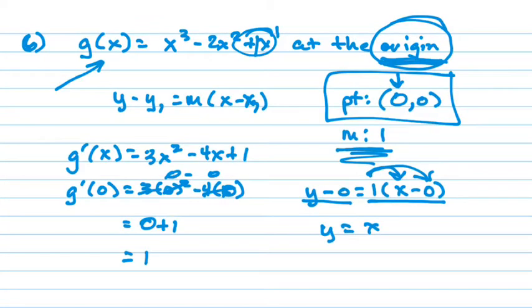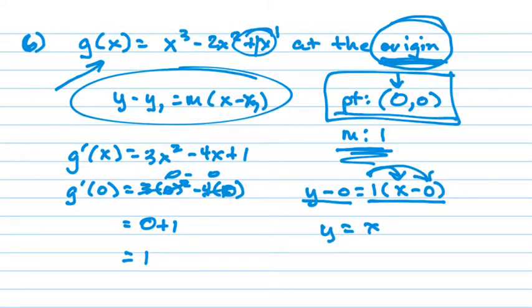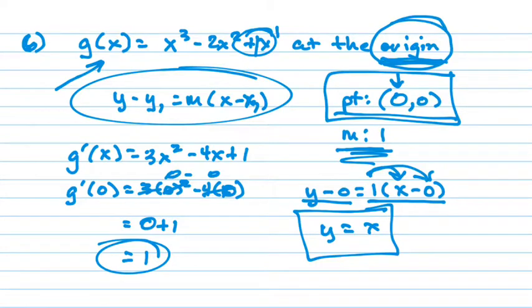Okay? So, we knew we needed the formula. We knew our whole point because it was the origin. We took the derivative, found the slope, plugged that information into the formula to find the equation. Yeah?